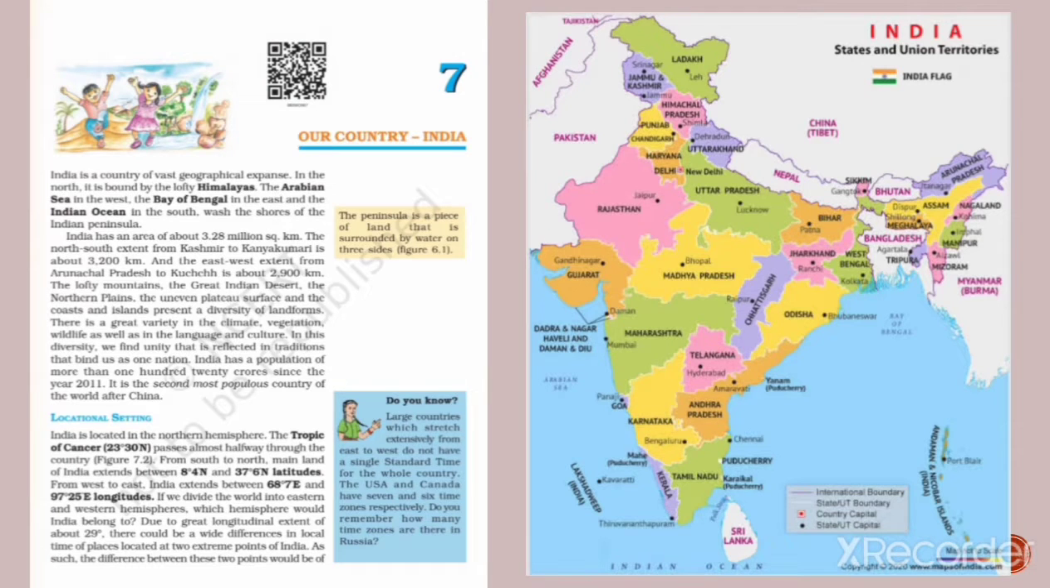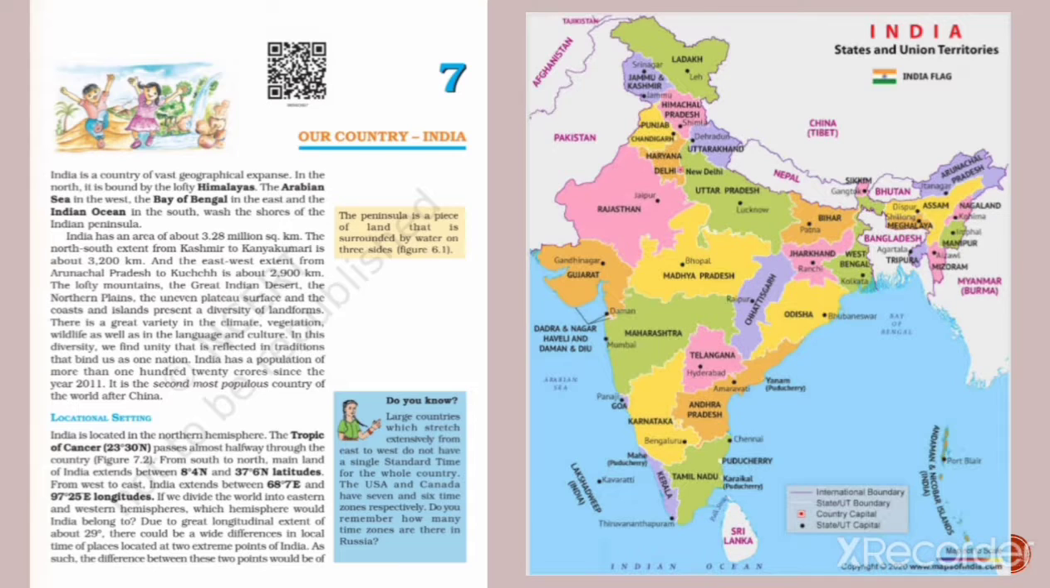The total area of the Indian subcontinent is 3.28 million square kilometers. India is the second most populated country in the world and it comprises a mass population of 130 crore people. The distance between Kashmir and Kanyakumari is 3200 km and from Gujarat to Arunachal Pradesh it is 2900 km.